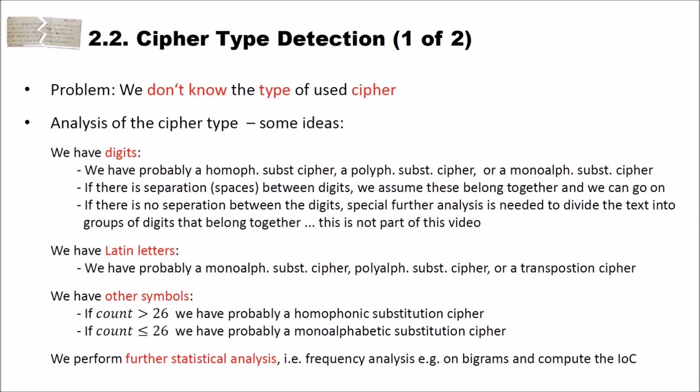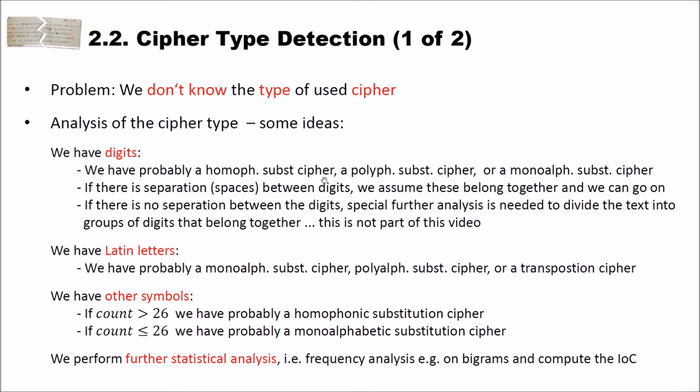And the first thing, what could happen if you have a ciphertext, we could have digits. In this case, of course, we do not have digits, but many historical ciphers are written or encrypted using only digits. And when you have digits, you have probably a homophonic substitution cipher, a polyphonic substitution cipher, or it could be a monoalphabetic substitution cipher. If you don't know what these types of ciphers here mean, you should have a look at a previous video that gives you an introduction of these types. Then, of course, if there is a separation with the digit cipher, so spaces between the digits, we assume that these belong together and we can go on.